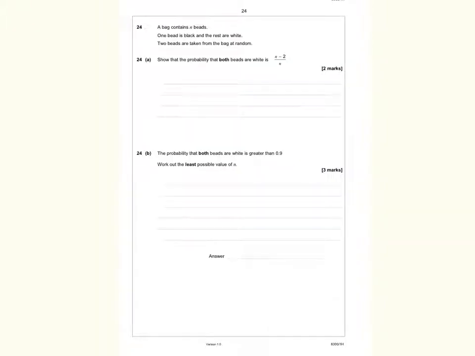So question 24, a bag contains n beads. 1 bead is black and the rest are white. 2 beads are taken from the bag at random. Show that the probability that both beads are white is n take away 2 over n.